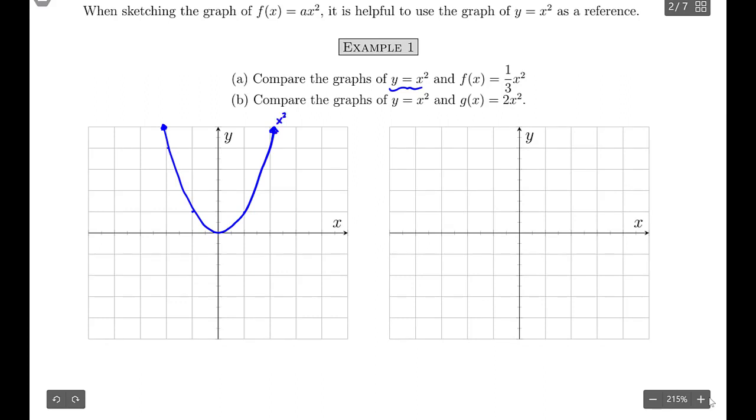And we want to compare that with 1/3 x squared. So our origin is still the same, but now if we put 1 into that function, we get 1/3. If we put 2 into that function, we would get 4/3, which is the same as 1 and 1/3. If we put in 3, which is 9, that's 9/3, which is actually going to be 3. So we can plot this graph.